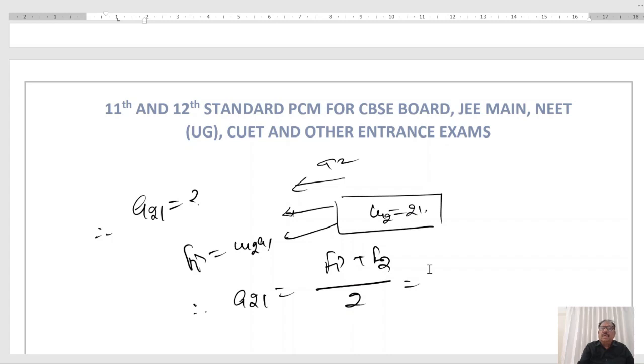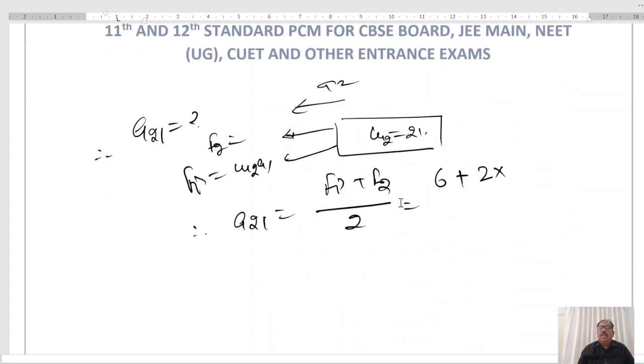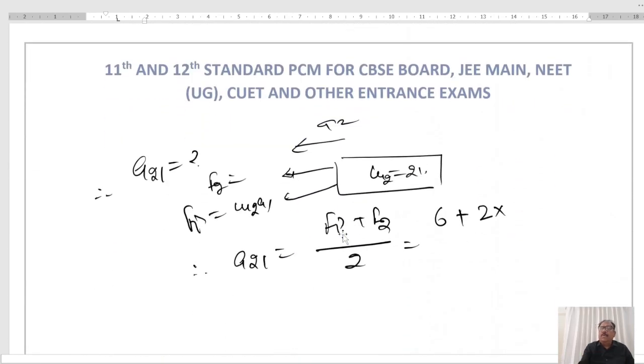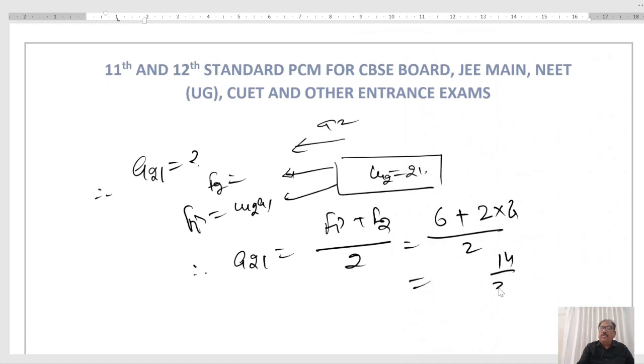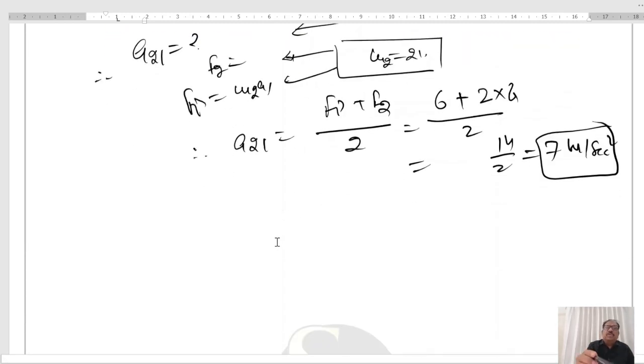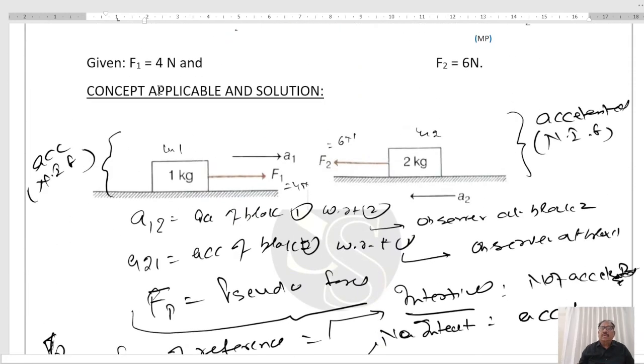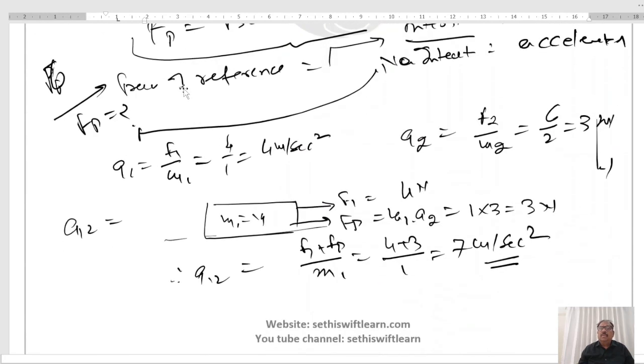So F2 is given to you as 6 Newton plus M2, 2, into A1. A1 comes out to be 4. This comes out to be 14 divided by 2, that is 7 meter per second square. Right? So pseudo force in this case is this one.